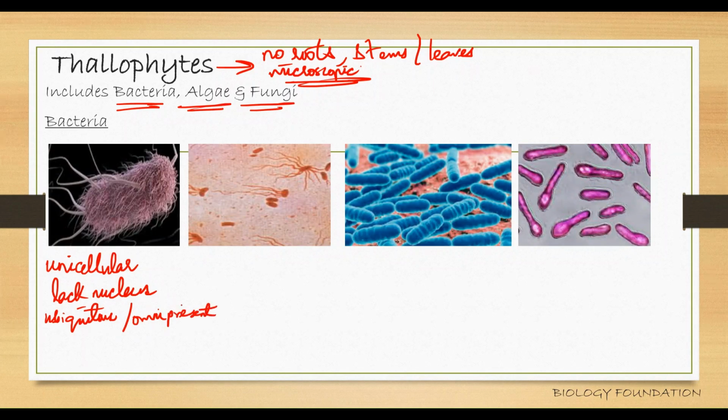Okay. If you see a few examples, you have E. coli here. This is a bacterium by the name Salmonella typhi. Here you have Lactobacillus, and this is Clostridium botulinum.